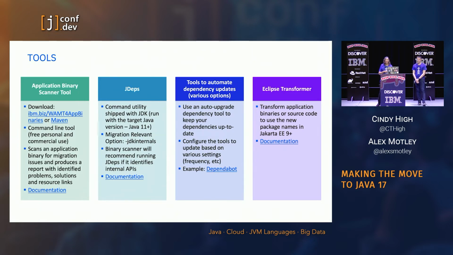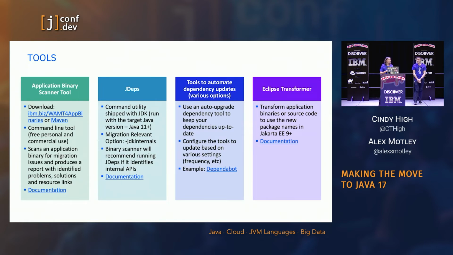It'll also tell you if we found stuff that we recommend you run JDeps on, and that's the second tool here. JDeps comes with the JDK itself, and it's also a command line tool, and you always want to use JDeps with your target. If you're moving to Java 17, you want to use JDeps with Java 17, not what you're coming from, because it builds on what's changing from the current Java level.